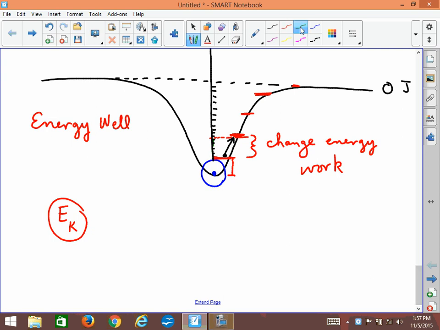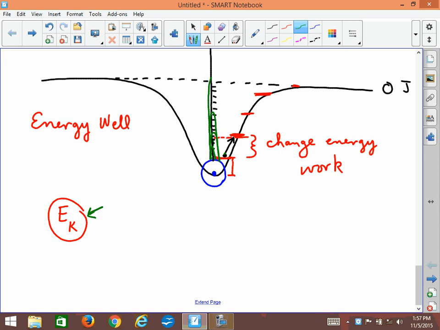I should mention too, think about throwing something. If I throw something up in the air, it falls back down to earth. If I throw it a little faster, it falls back down to earth. I throw it a little higher, it falls back down to earth. There is a possibility that if I was really super strong, I could give it enough kinetic energy by throwing it super fast that it would actually rise out of the well.